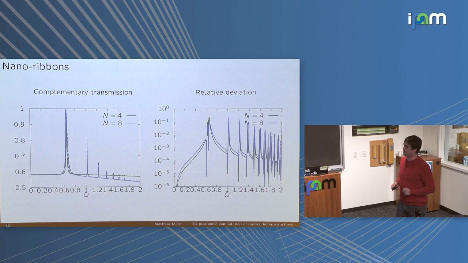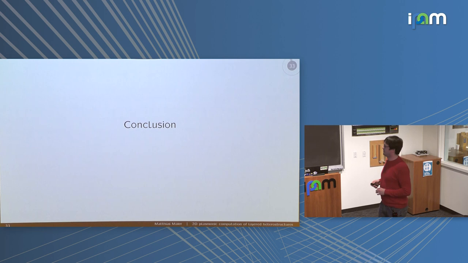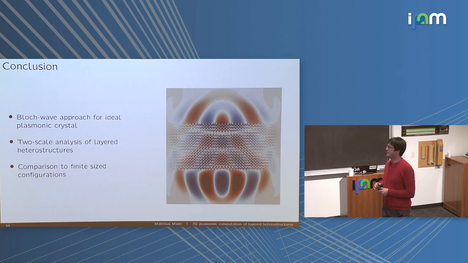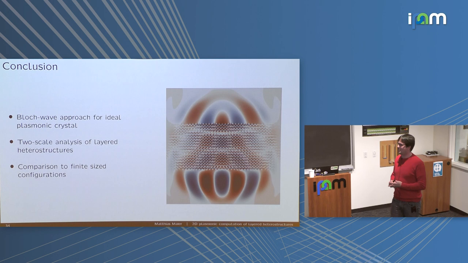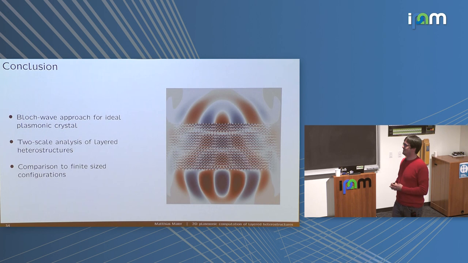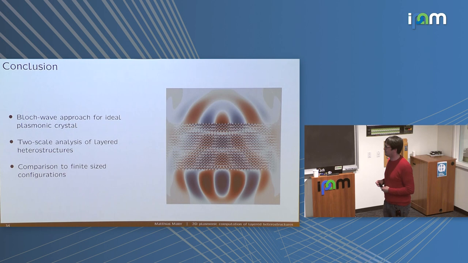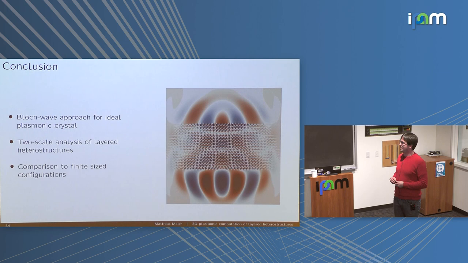Okay, and this is about as much as I wanted to present today. Just to conclude in one sentence, I showed you two different approaches to trying to understand plasmonic crystals. One was a Bloch wave approach, the other one was an asymptotic analysis, and then also some preliminary comparison to finite size configurations to show that it might have some merit. The finite size configuration was actually done with real material parameters, so I'm quite happy about that. And with that, thanks a lot for your attention.